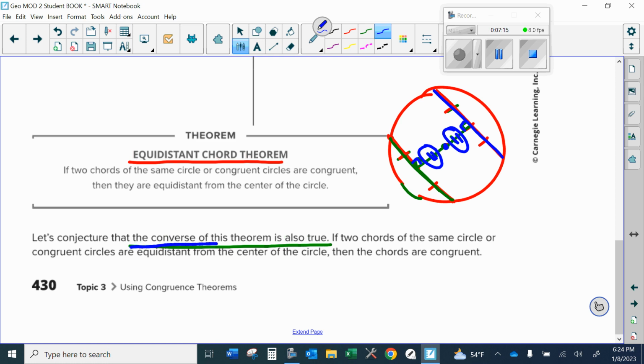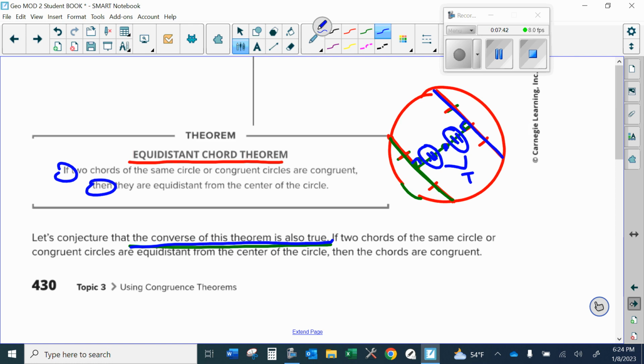Now notice we're going to talk about the converse. The converse, remember, means to switch the if and the then. So that's what the next one will be. I'll just say it here before we turn to it. If we know that this is true, so now we switch it and say if two chords are equidistant from the center, then those chords must be of equal length. We switch the if and then.